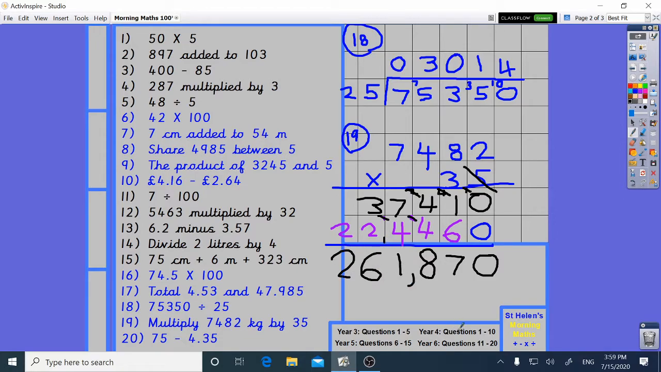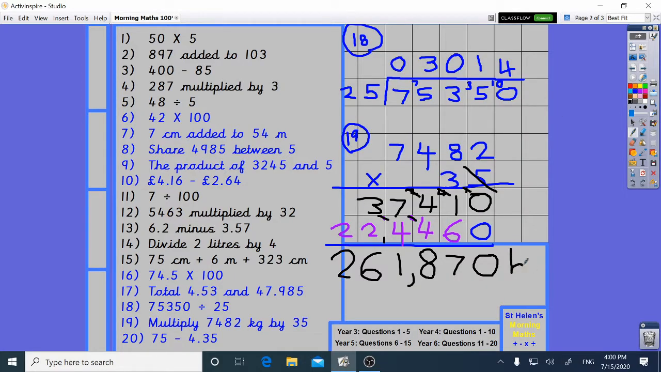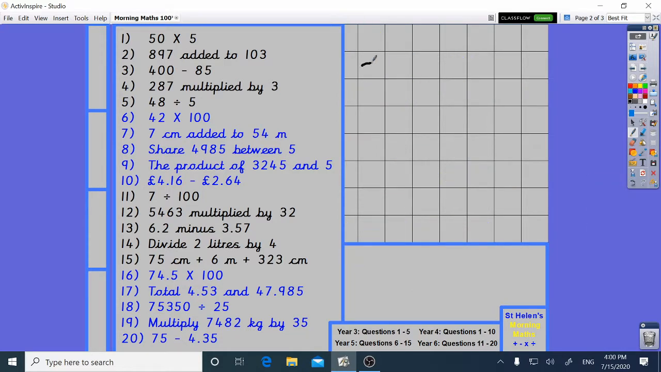We get 261,870. That one I'm going to peep at the answer, 261,870. And of course the whole question was in kilograms. So that's fine. And we have one question left. Question 20. 75, take away 4 and a bit. 75 doesn't have a decimal. I'm going to give it a decimal. If you don't have one, it goes at the end. 75.00, take away 4.35.